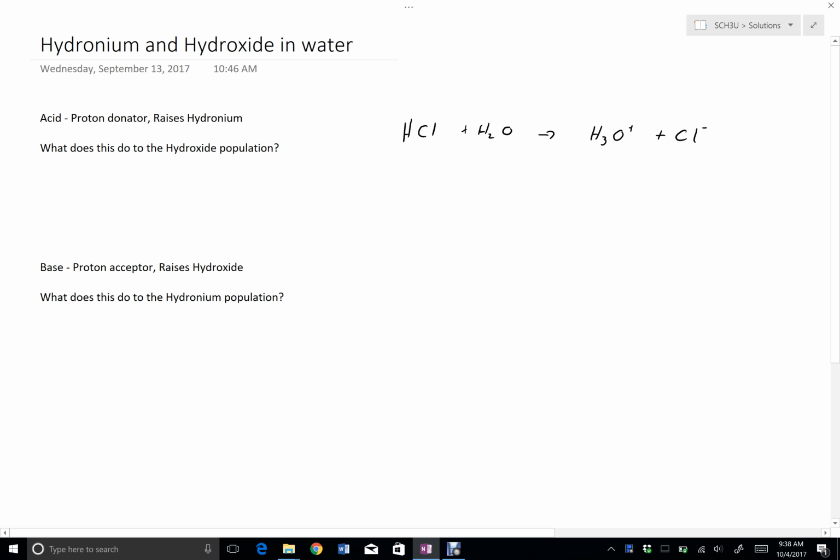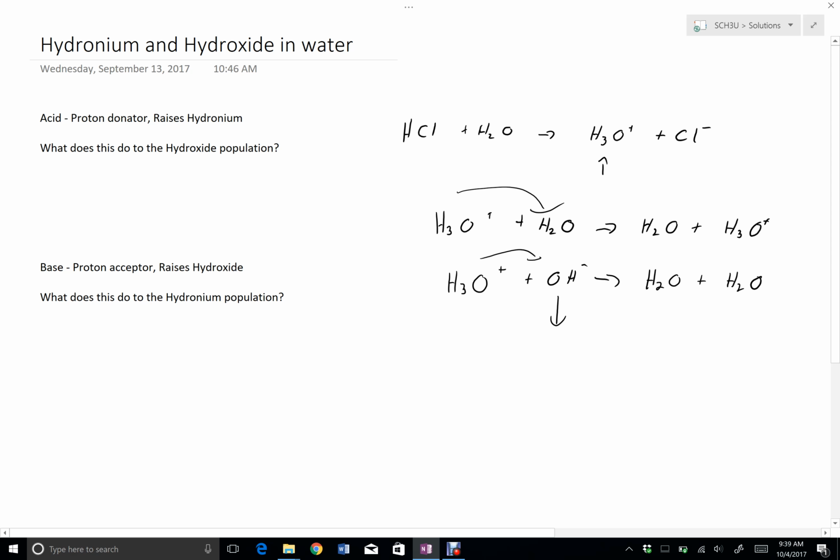But every once in a while, that hydronium might find a hydroxide. If it does, it's likely that hydronium will react with the hydroxide to produce two water molecules, donating that proton over to it. What that means then is that the hydroxide population is decreased. It's changed back into regular water. So by raising the hydronium population, we naturally decrease the hydroxide population.